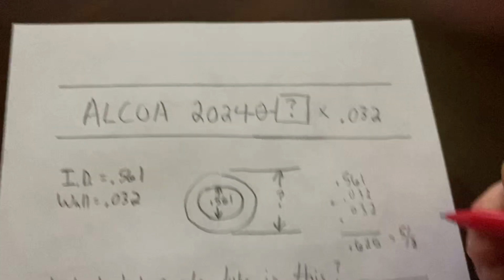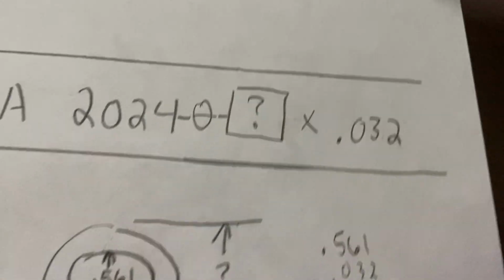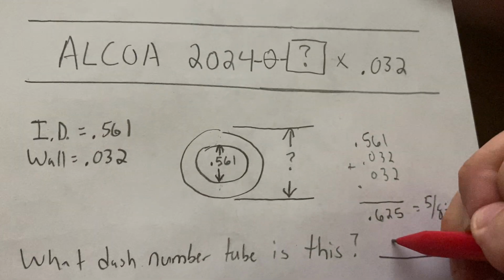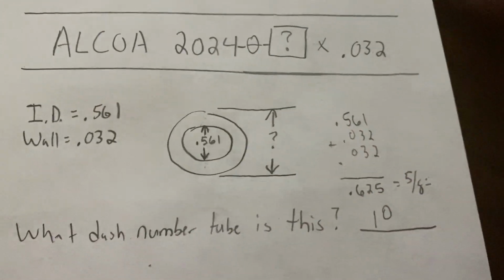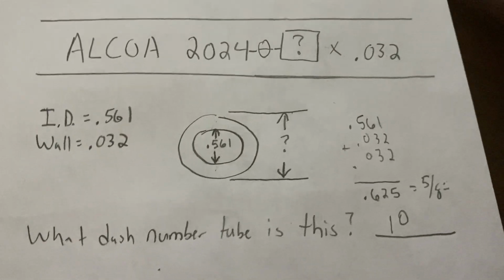So again, this is kind of a review of our math skills that we've done all year long. So that would be 10/16. So your answer would be a -10 tube, okay? A -10 tube would be 5/8. The decimal equivalent of 5/8 is 0.625.